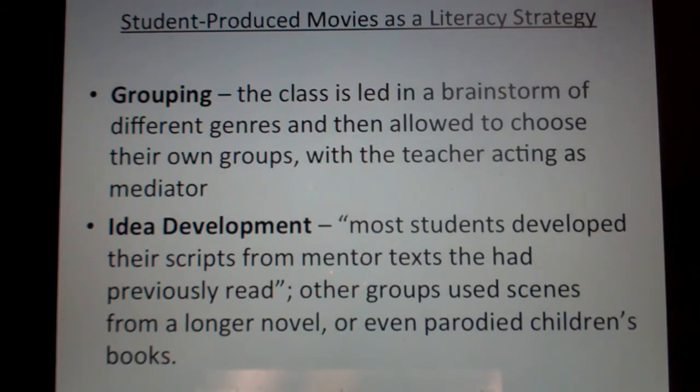The first step is grouping. So students are sort of led to brainstorm different genres of stories that they might want to turn into a movie, and then they're allowed to choose their own group. So we really want students to have a high level of investment because they're going to be working on this project for a while. And the teacher acts as a mediator here because, of course, anytime you're giving second graders a chance to go choose their own groups, it's going to be a little bit chaotic.